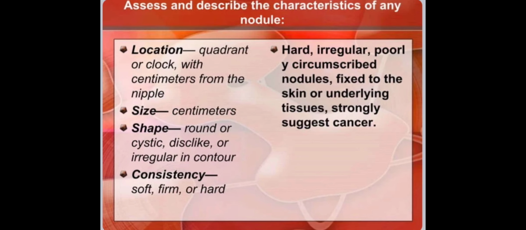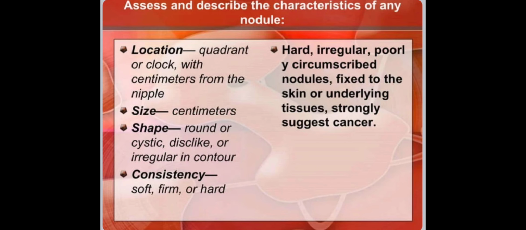So, assess and describe the characteristic of any nodule if ever meron po kayong makapa. You have to first check or assess the location. Yun na nga po, you have to divide imaginary yung ating breast tissue in 4 quadrants and then make sure na parang nasa clock lang tayo. So, with centimeter from the nipple. So, example, na-assess mo na dito sa 11 o'clock, you have to measure ano yung distance niya papunta sa nipple. 10 centimeter away, 2 centimeter away from the nipple. Yan. The size in centimeters.